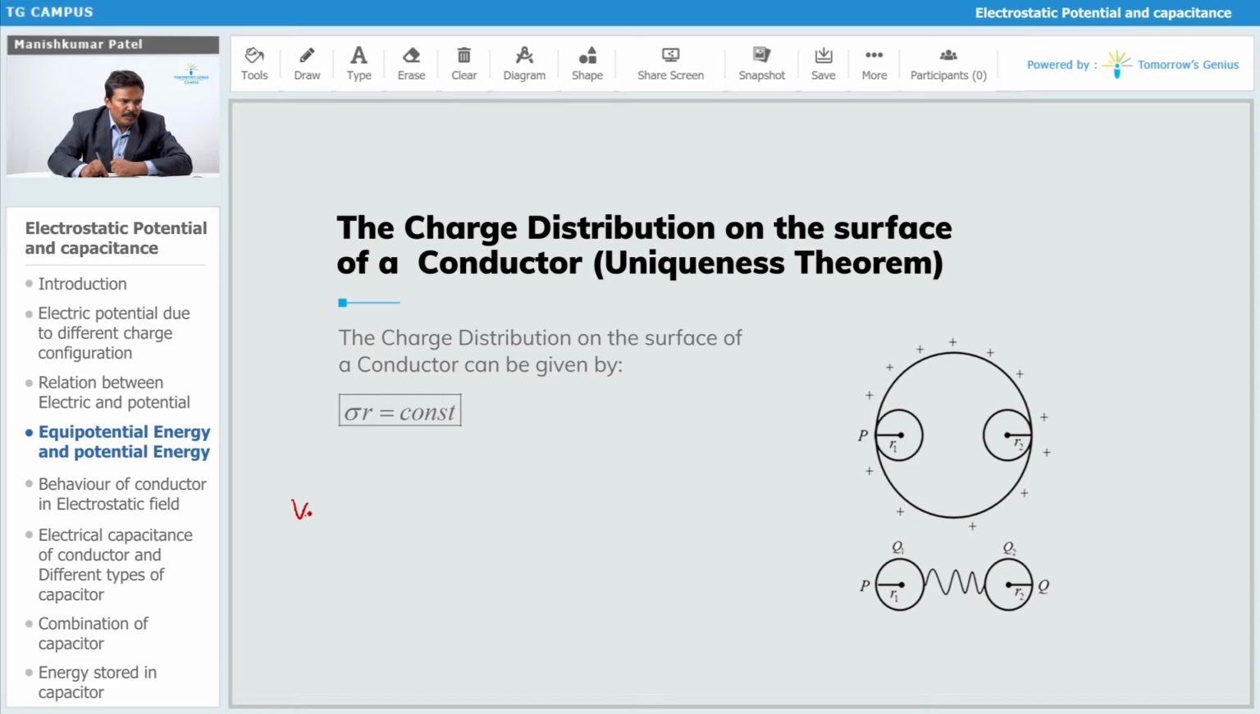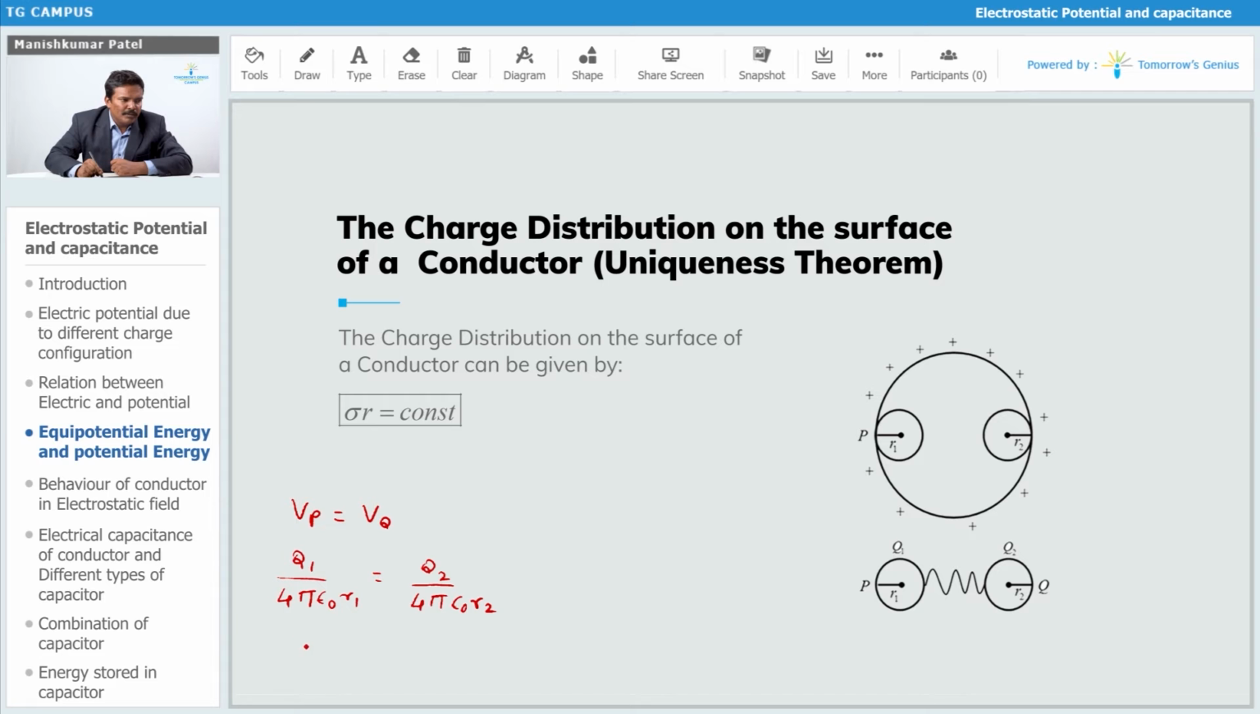So we know that the potential at P is the same as the potential at Q. So because of this, the potential at point P, which is Q1 upon 4 pi epsilon naught R1, is the same as Q2 upon 4 pi epsilon naught R2.